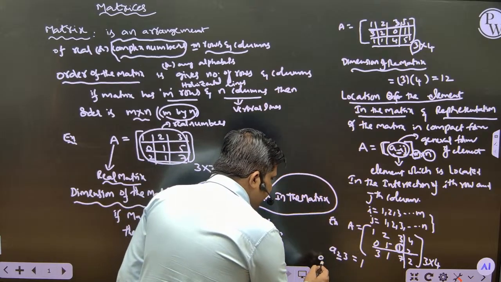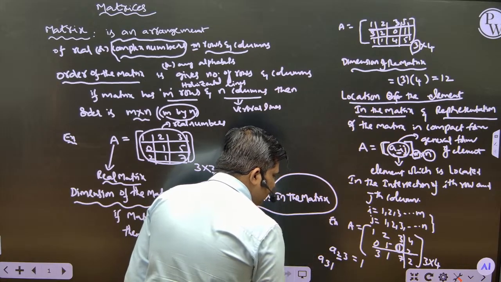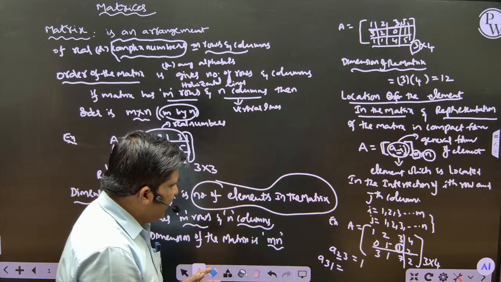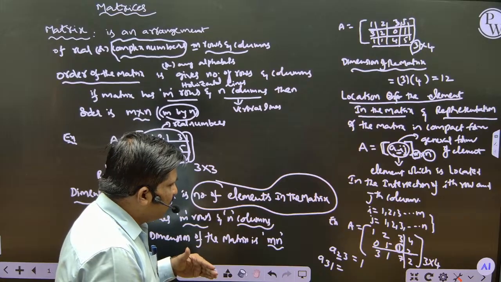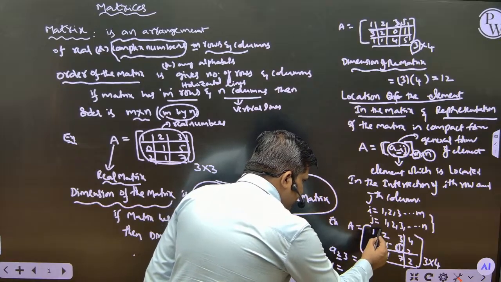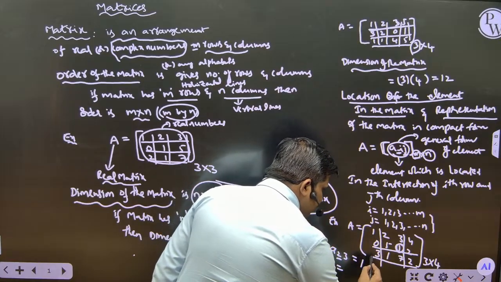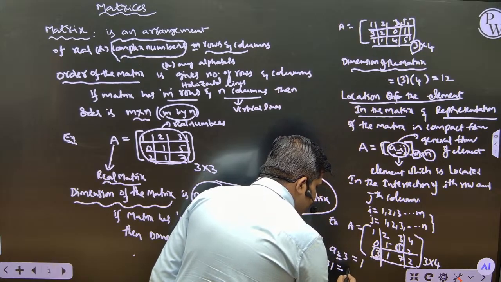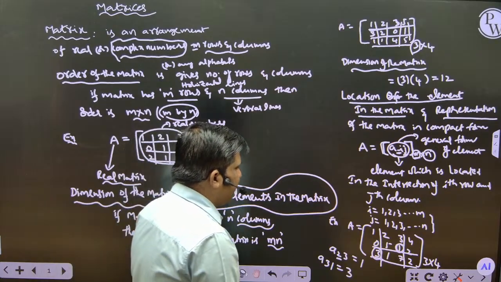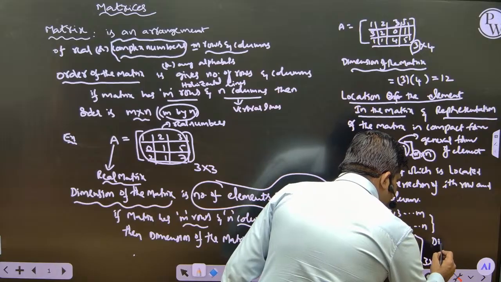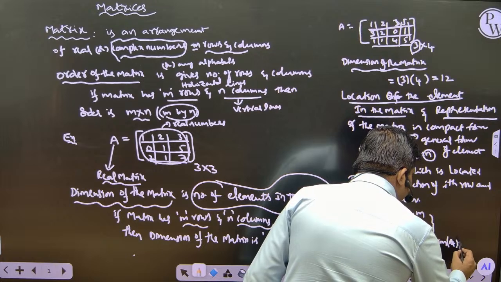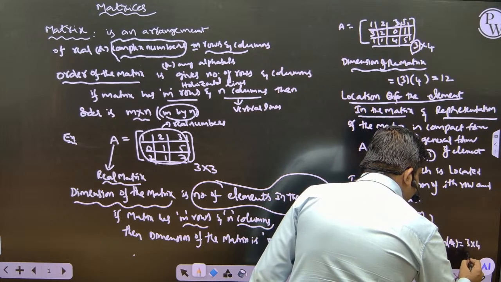If A31 is asked, what is that A31 element? The A31 element is at the intersection of the third row, this is the third row, and the first column, this is the first column. What is at the third row and first column intersection? 3. That's why A31 is 3. This is the location of the element in the matrix. Next, the dimension of A is 3 into 4, that is equal to 12.